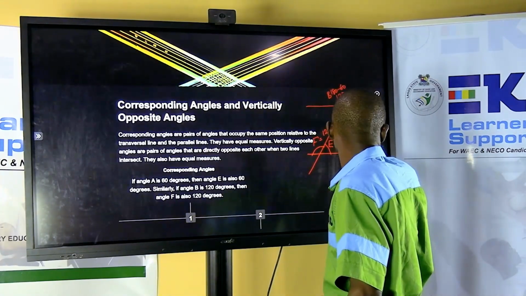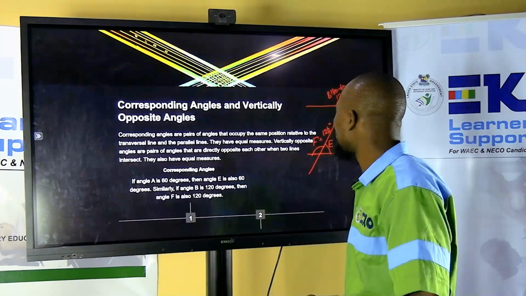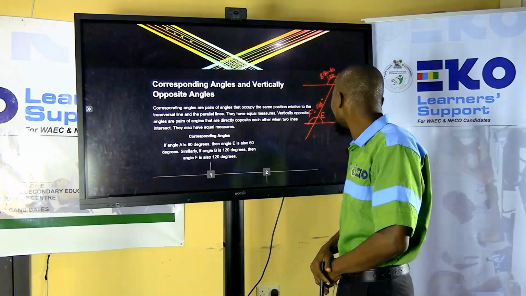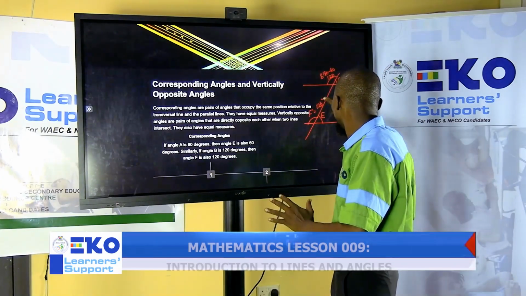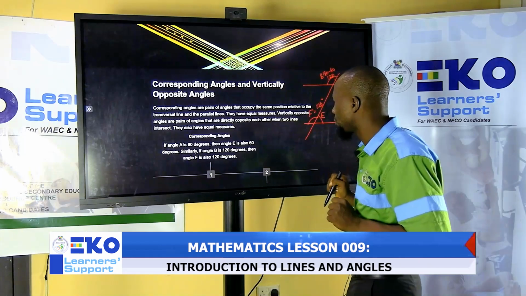120 degrees. All right. So that is just the concept of corresponding angle. And at the same time, that is what you mean by corresponding angle. So let's take a look at a vertically opposite angle.